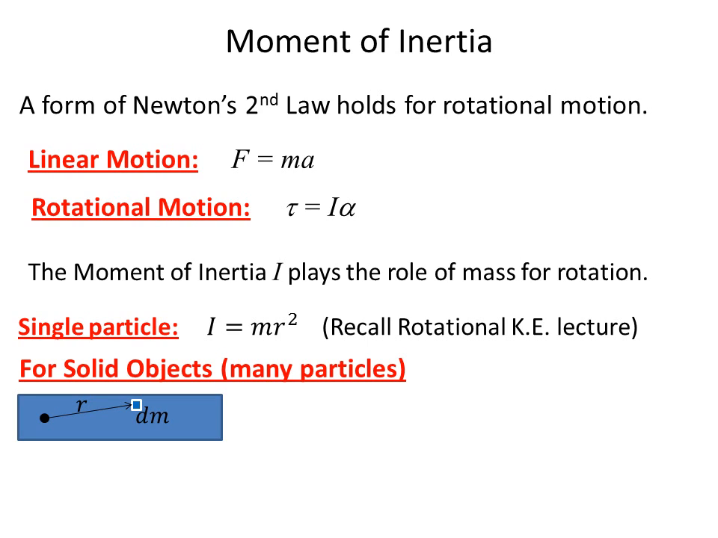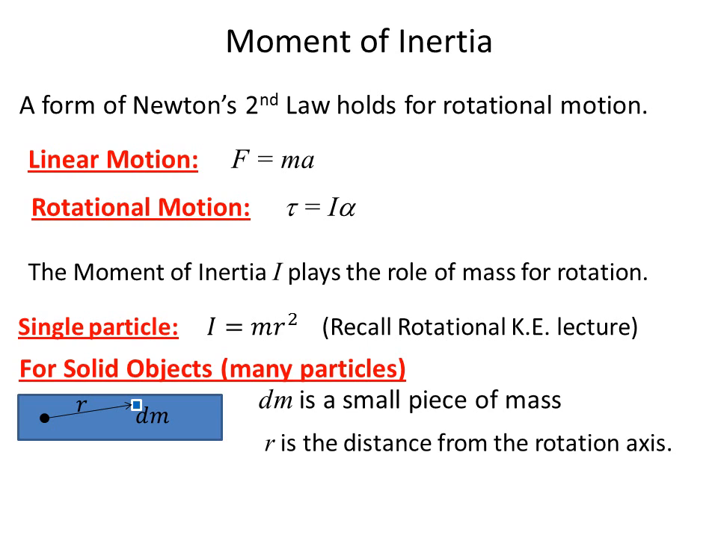For solid objects, they are made up of many particles. Here we have an example of a board that's going to rotate around the axis indicated by the black dot. We show a small piece of mass of the board, labeling it dm. R is the distance from the axis of rotation to that small piece of mass.